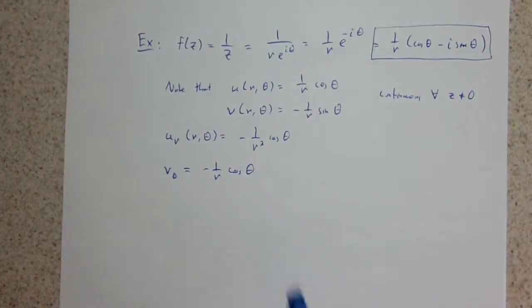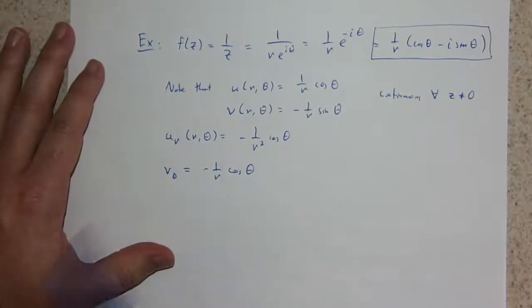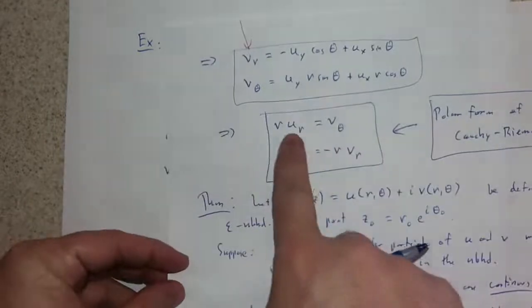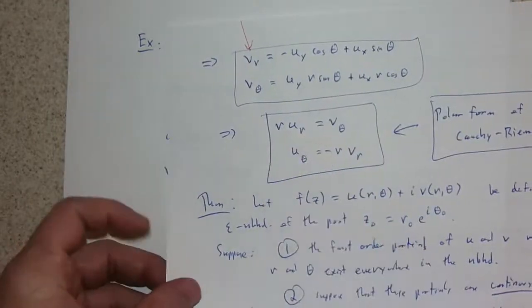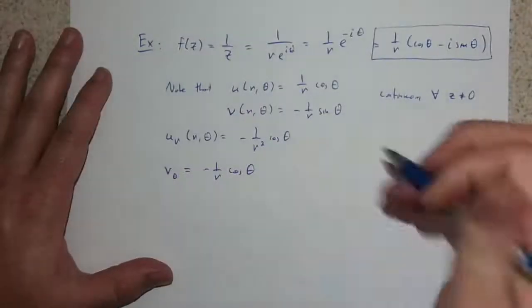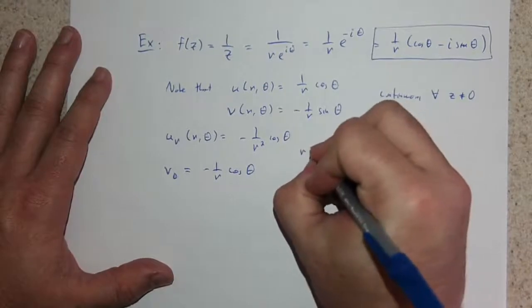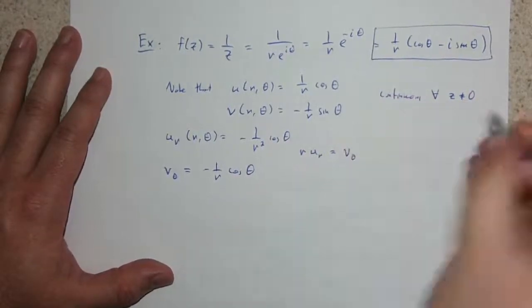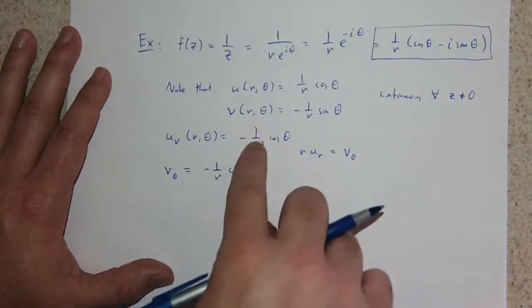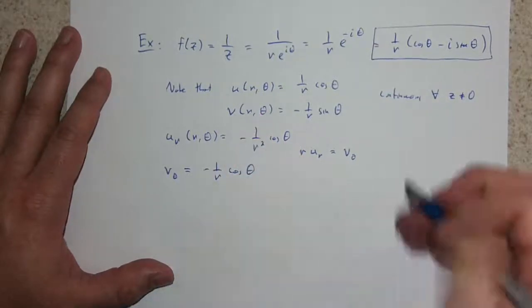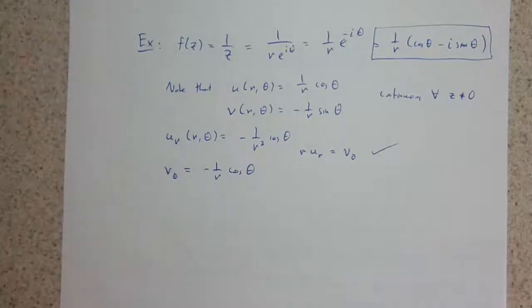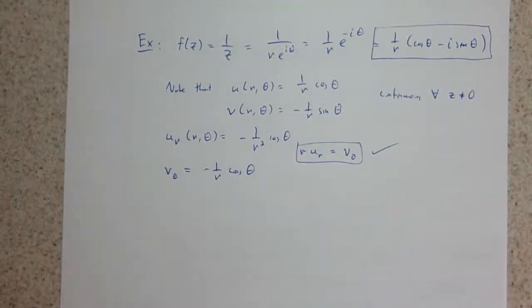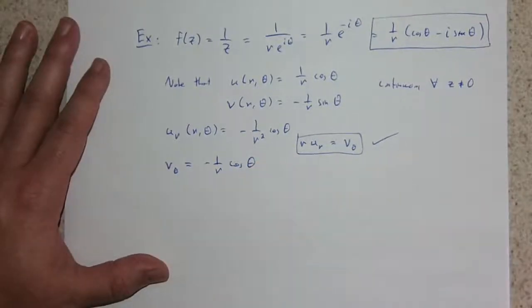And so the question is, do we have the first equation from polar form of Cauchy-Riemann? So r times u sub r is equal to v sub theta. Is that what we have going on here? So if I multiply r times u sub r, is that the same as v sub theta? Multiplying by r, I get minus 1 over r cosine theta. That's exactly what I have there. Yep. So first half of Cauchy-Riemann equations in polar form are satisfied. Okay, let's look at the second half.